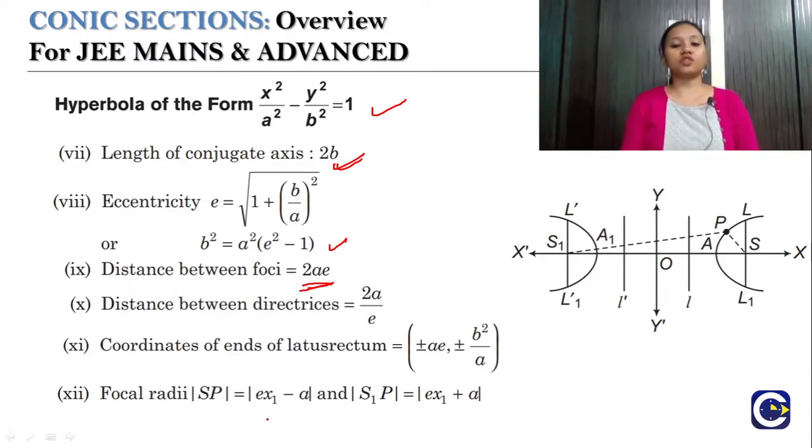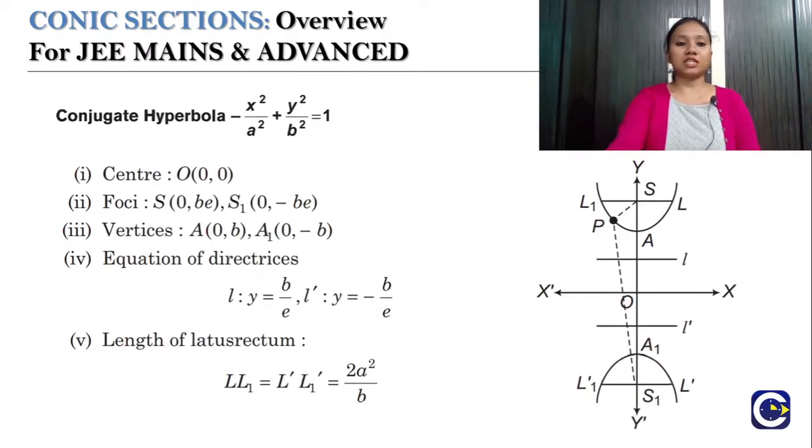Here you can see our focal radii, which is SP. For that also we have a standard format, which is ex1 minus a, and S1P will be ex1 plus a. So these are the standard terms related to my hyperbola and the formulas related to them.